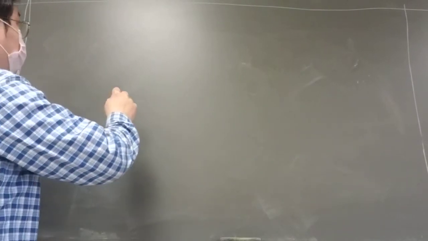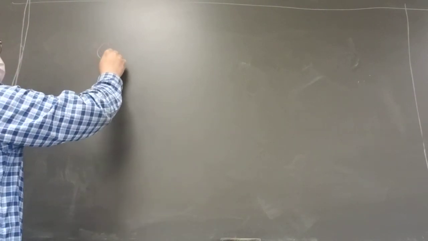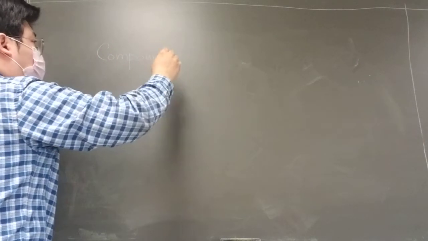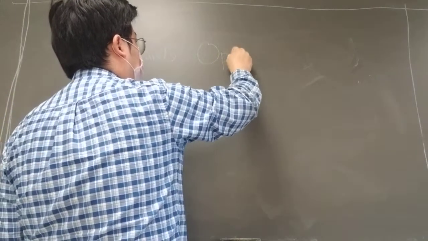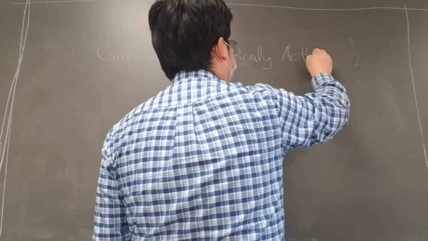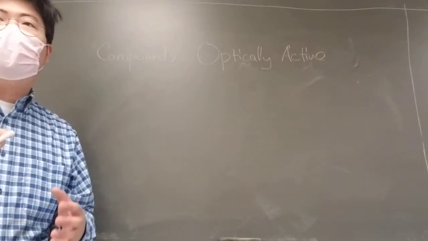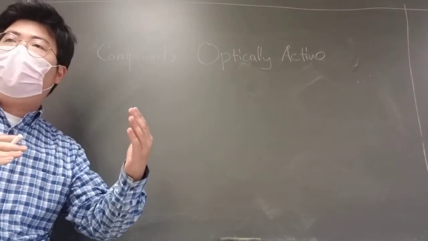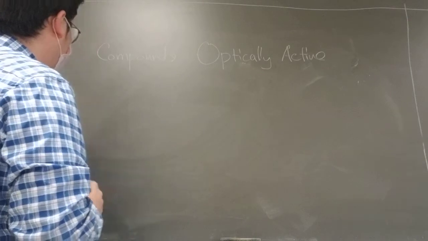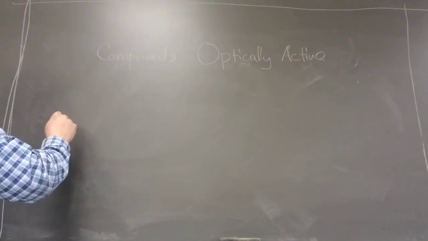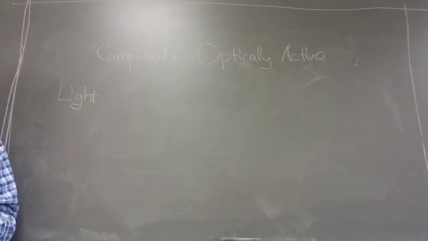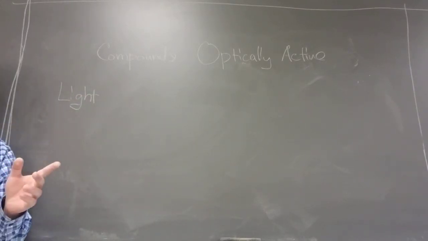One thing we need to cover is those compounds that are optically active. Okay. So optically active means those compounds that actually affect the light. That's why we call it optically active. So what I mean by that is, do you guys recall what you have learned in Gen Chem 1 and 2?